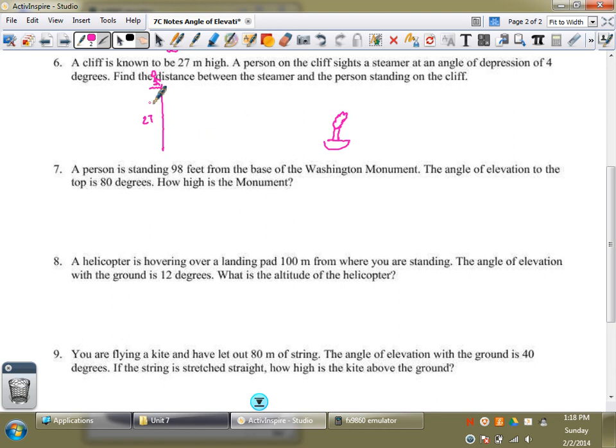All right, and it's an angle of depression of 4 degrees. So we go all the way out here to the boat, and this angle here is 4. And there's the ocean. And if that's 4, this is 4. The question is, find the distance between the steamer and the person standing on the cliff. Now, that's not the distance of the water. That's this distance here. It's the hypotenuse. That's what we're looking for.